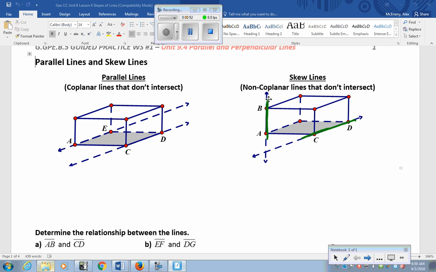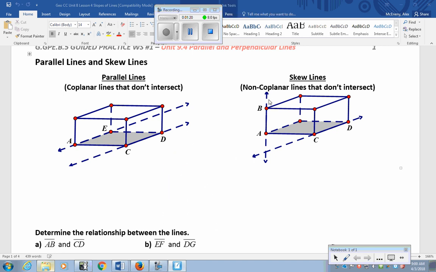And anything parallel is coplanar, which means that they share a plane. So imagine a two-dimensional shape, a piece of paper basically, and you have two lines on that plane that are going the same direction. You can place a piece of paper between any two parallel lines, hypothetically speaking.